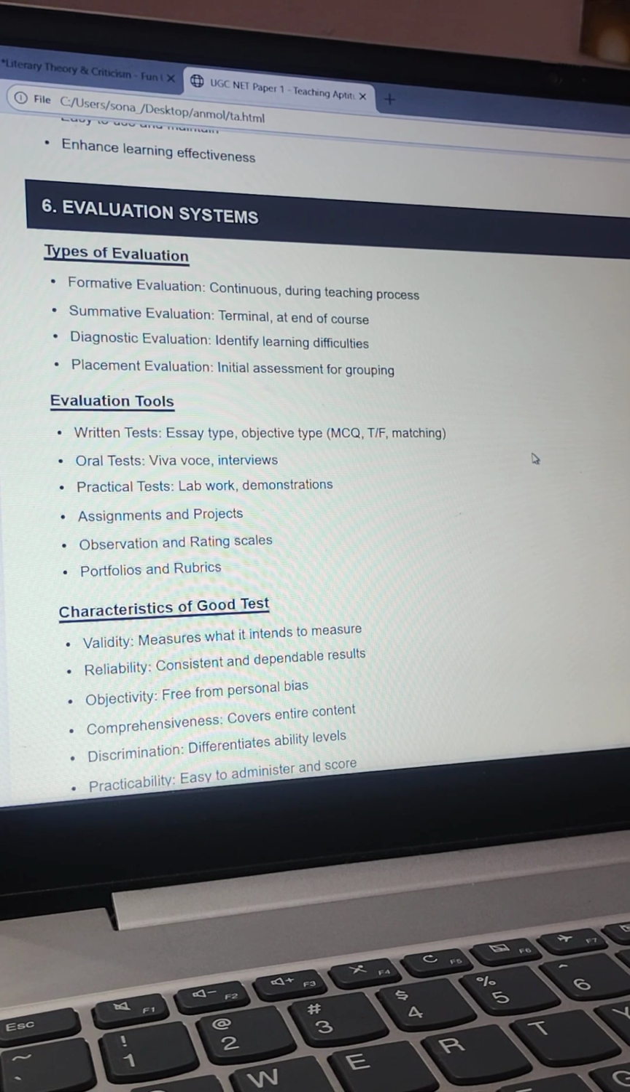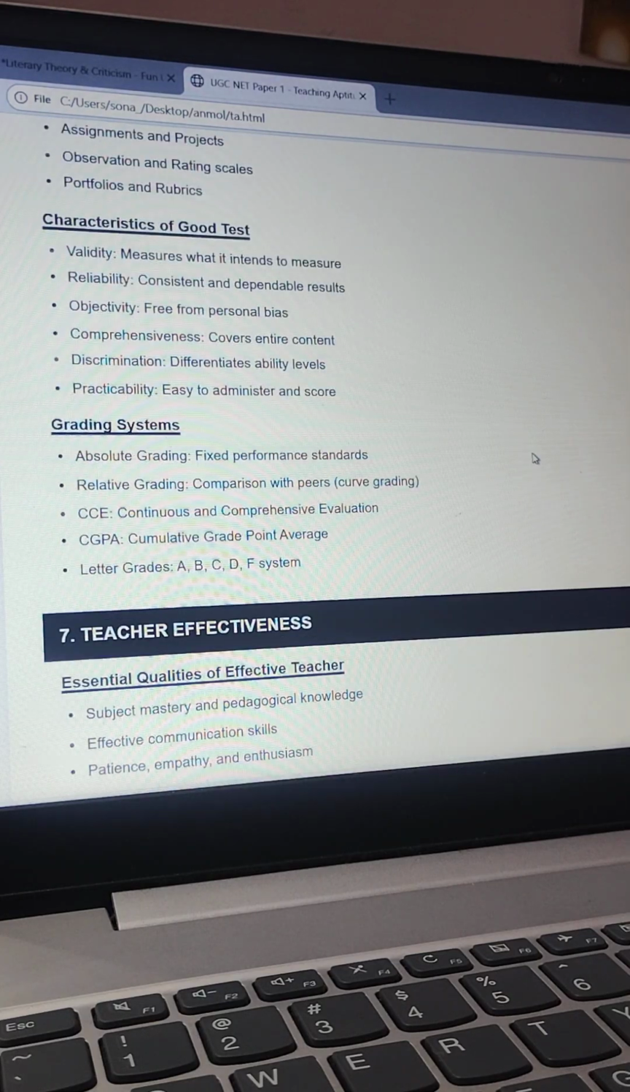Okay, so now moving up to characteristics of a good test, we have validity, which measures what it intends to measure. It is valid or not, it is valid or invalid. So that comes the validity.